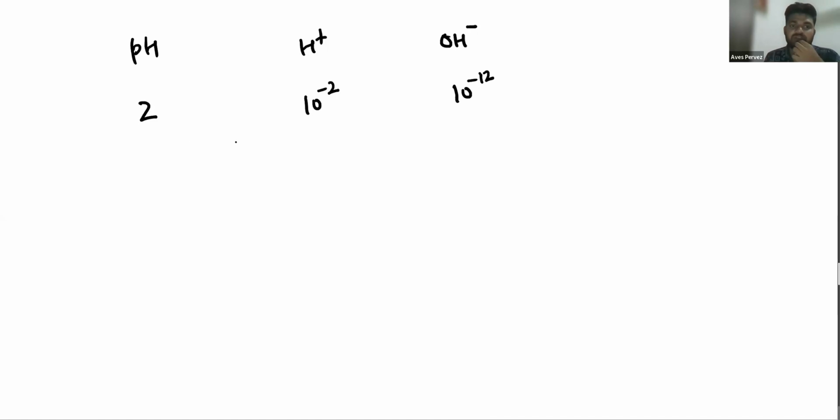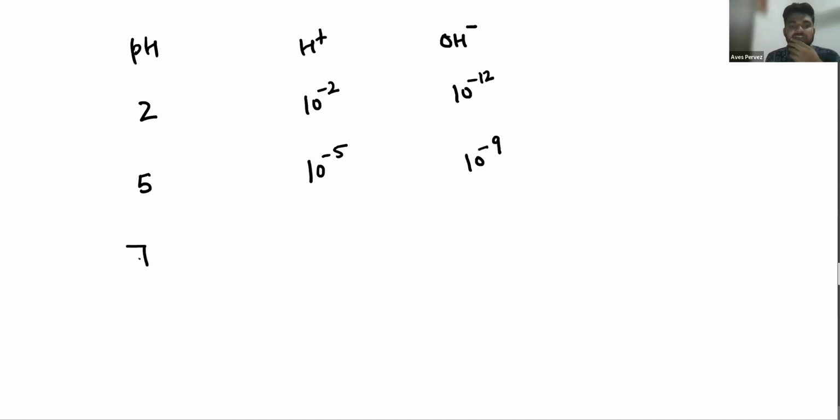Yes, sir. If the pH of a solution is 5, then the H plus ion concentration here will be, tell me, 10 raised to minus 5. And here, the OH ion concentration? 10 raised to minus 9. So we got 10 to the power minus 9.